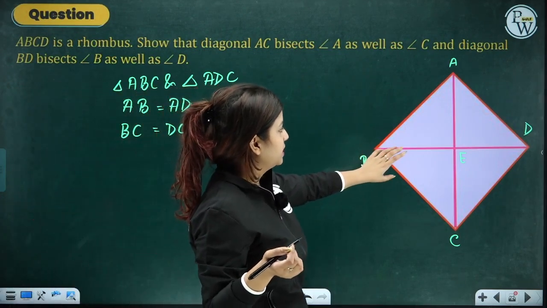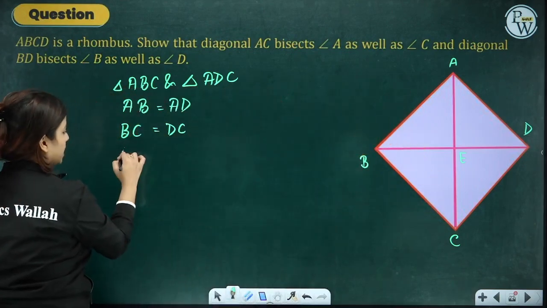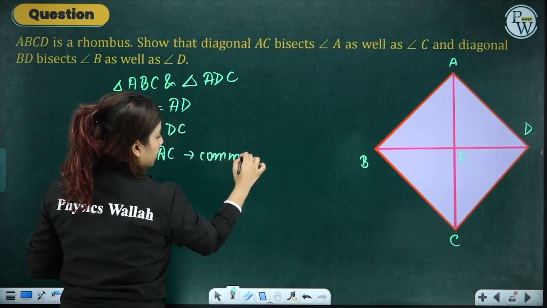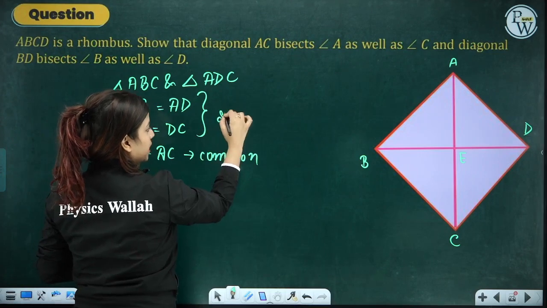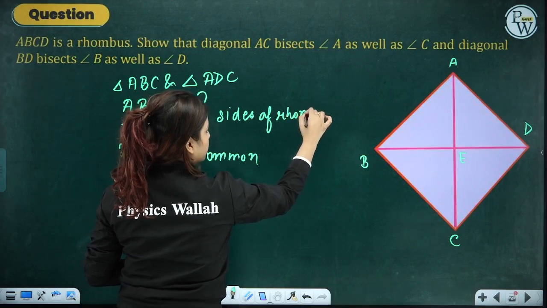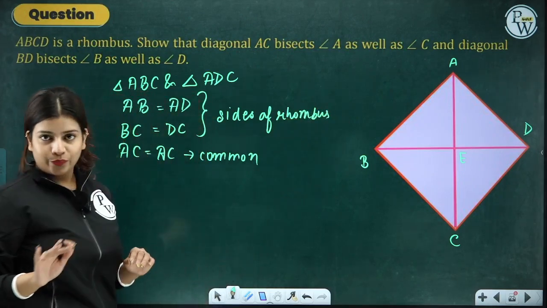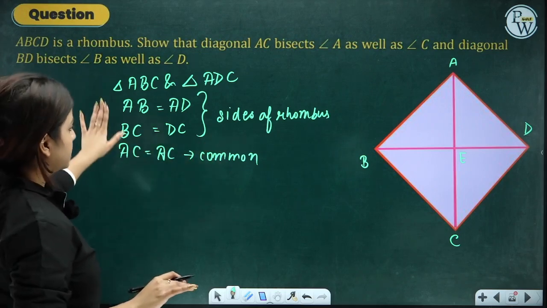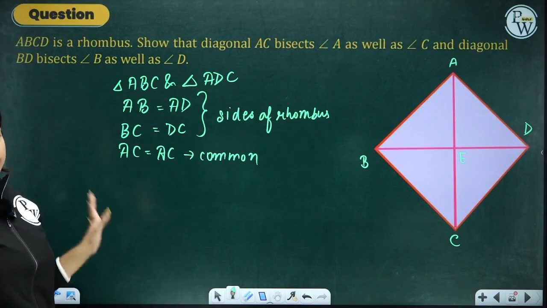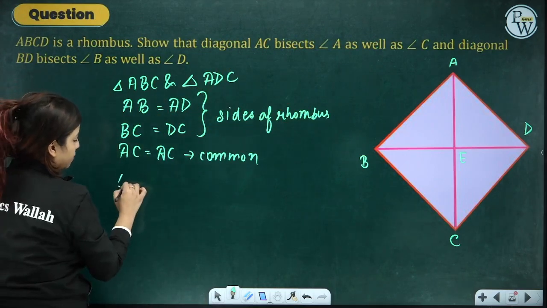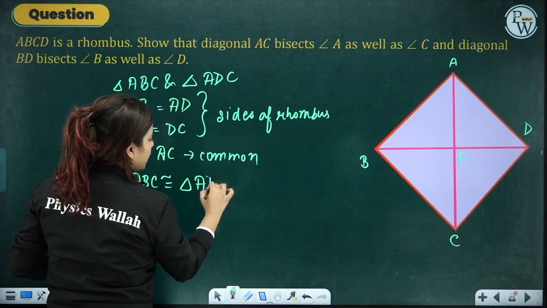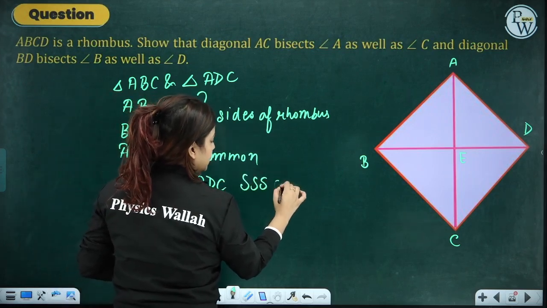And then we can say what? Simply that AC is equal to AC, which is common. For both of them, these are nothing but just sides of the rhombus. And we are already aware that all the sides of a rhombus are equal. Right? The next thing is, now we have to show that AC bisects angle A as well as angle C. So from this, we can say that triangle ABC is congruent to triangle ADC by SSS criteria, students, by SSS criteria.